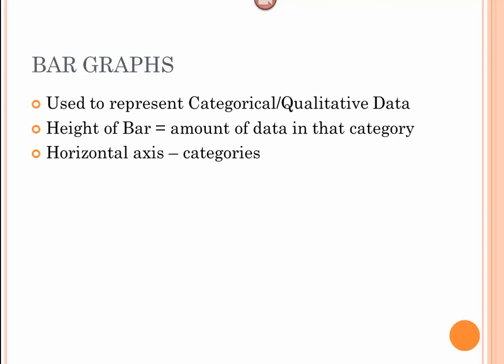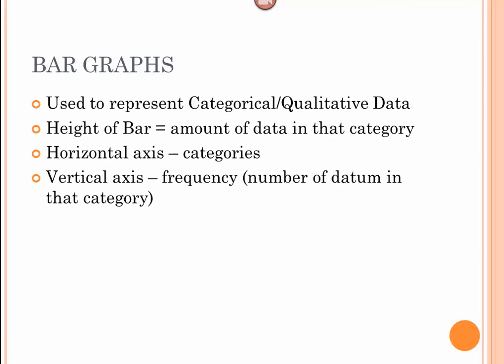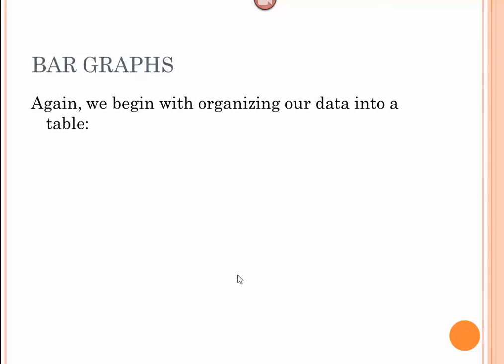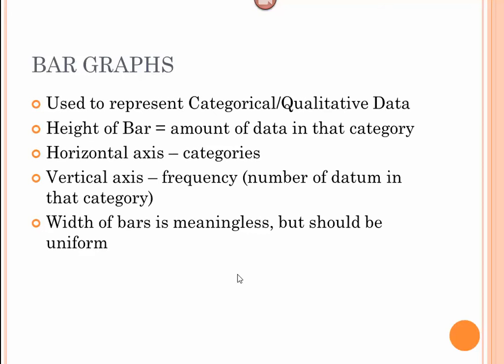You may see that word thrown out there, and all that is, is a bar graph that's been organized from highest to lowest or lowest to highest. Now the vertical axis we use as the frequency. So that is the number of data that appear in that category. And the width of the bars in a bar graph is meaningless but should be uniform. Typically also we tend to have spaces in between our categories in a bar graph.